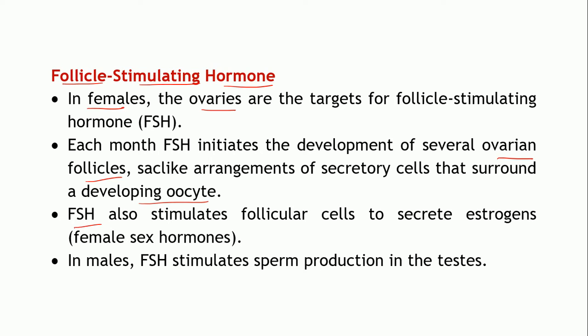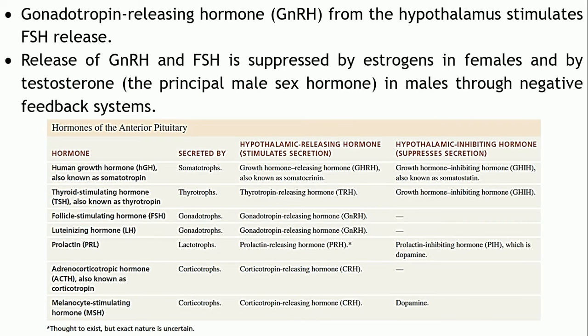Also, this FSH promotes the secretion of other hormones like estrogen, that is the female sex hormone. And in case of males also, FSH will stimulate the sperm production, which is a male gamete. The production of sperm in the testis, that is the main gonad, will be promoted by the FSH. Likewise, for FSH also there is a releasing hormone, that is gonadotropin releasing hormone, GnRH, which is produced by the hypothalamus. It will stimulate the release of the FSH by the gonadotropes.